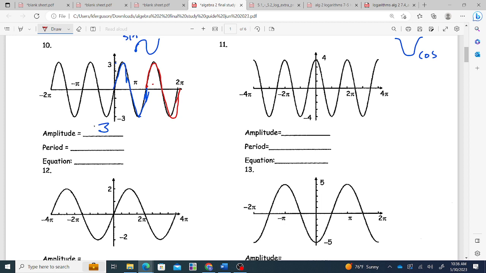Like I said, the frequency is 2. I would suggest that you always write down the frequency, whether it's there or not, because the frequency helps you for your period. It also helps you for your equation. The frequency is 2. How many cycles do you get between 0 and 2 pi?